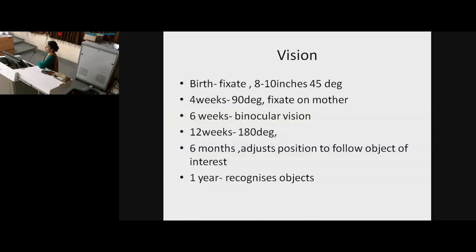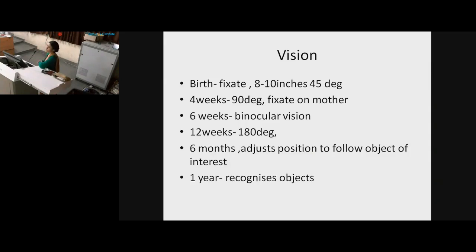Now vision. At birth, the baby fixates. At 4 weeks he can fixate at around 90 degrees. At 6 weeks he starts developing binocular vision. And then at 6 months he's able to adjust his position to follow the object of interest. For example, if he's shown a rattle, he's able to adjust his position. Now he wants to sit or turn wherever he's seeing that interesting thing. You put the TV on, and he's able to adjust his position to see what he wants.